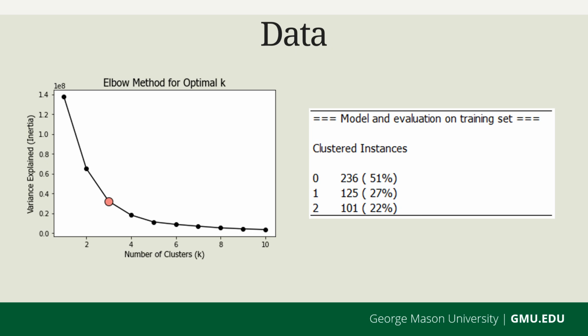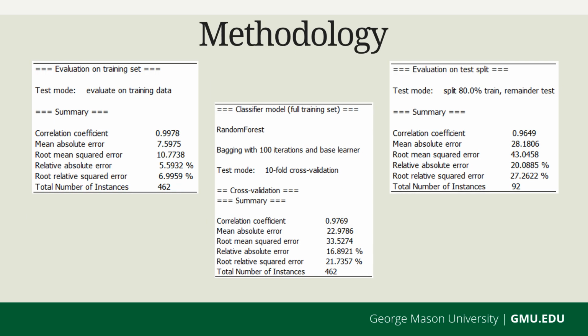In evaluating the random forest method on the training set, the model demonstrates strong performance with a correlation coefficient of 0.9978, reflecting a robust positive correlation between predictive and actual values. The mean absolute error, also known as MAE, of 7.5975 and root mean squared error, also known as RMSE, of 10.7738, underscore the model's accuracy in capturing variability within the training dataset.